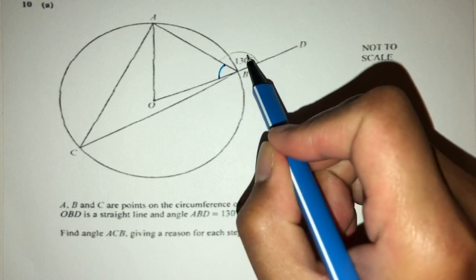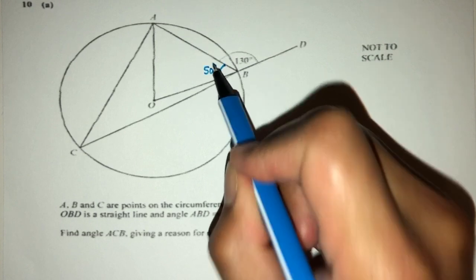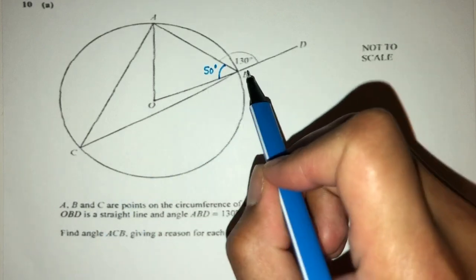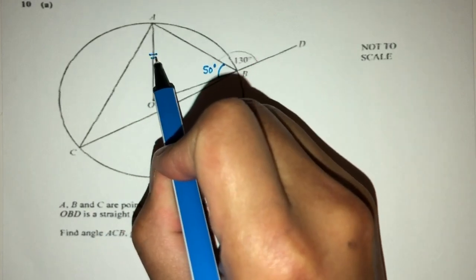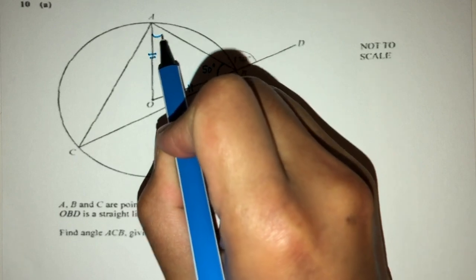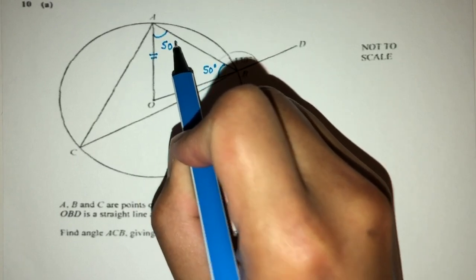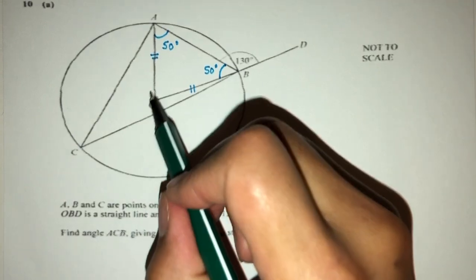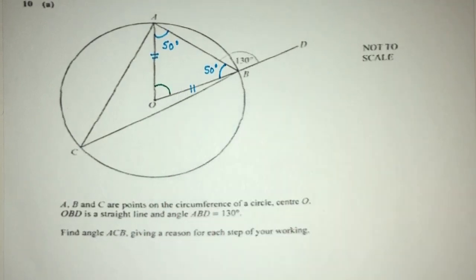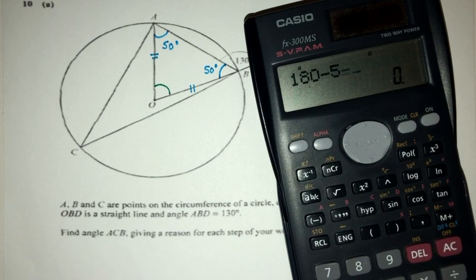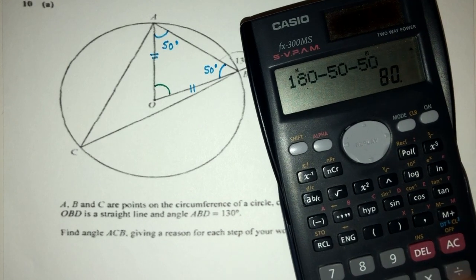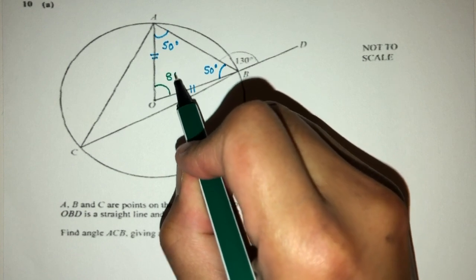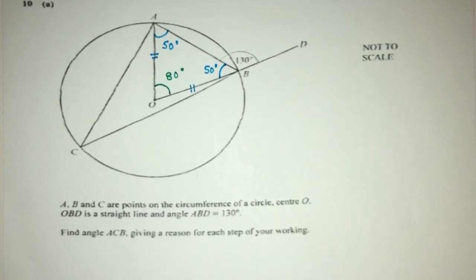It will be 180 minus 130. That should be 50, right? Now because OB and OA are radius of the circle, we understand this has to be also 50. Now because AOB is a triangle, this will be the remaining angle, which is 180 minus 50 minus 50. That should be 80 as your value for this angle. That's something we can derive as of right now.